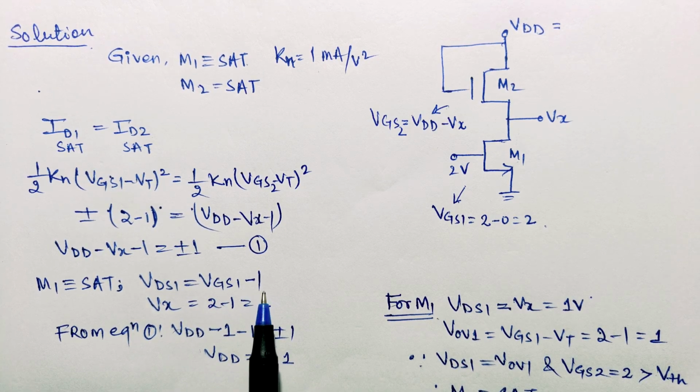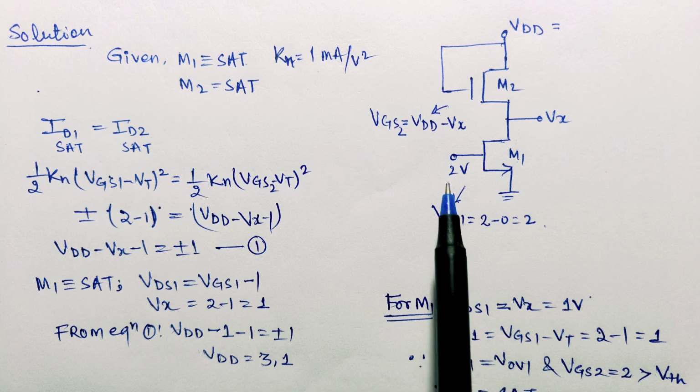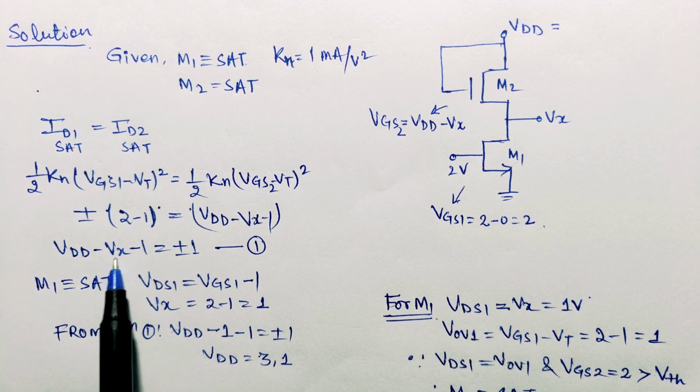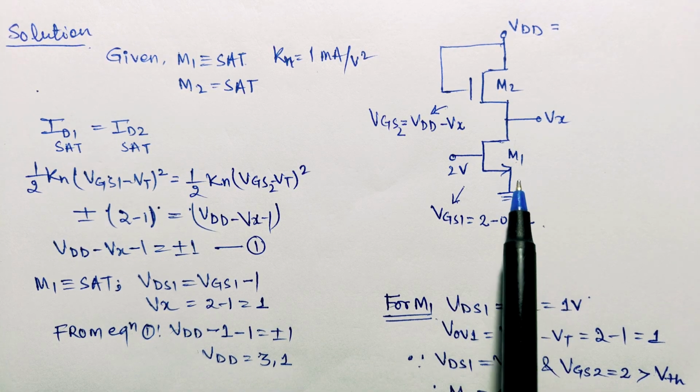Here VTH value is 1 volt, so VDS1 can be written as Vx, and VGS1 voltage is 2 minus 0, that is 2, and minus 1 equals 1 volt. So Vx voltage will be equal to 1 volt. Now we put Vx equal to 1 volt in this equation, and then we can find the VDD value, which is equal to 3 volt and 1 volt. Let us see at which VDD voltage this M1 will work in saturation region.